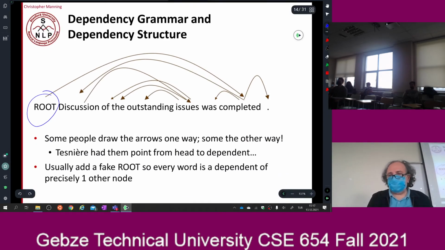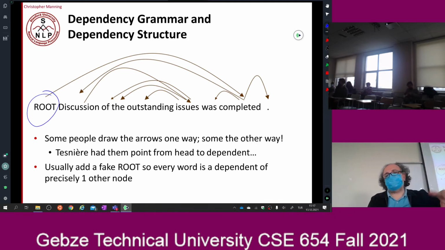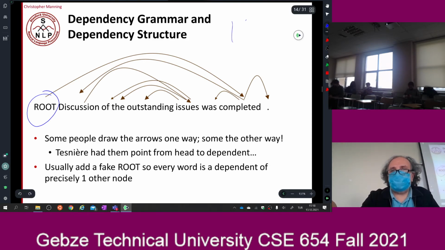But let's take some break before I continue. When we come back, we'll talk about these relationships between the words, and we are going to look at at least one way of parsing sentences using dependency grammars. Okay, 15 minutes. Let's be here around 35.